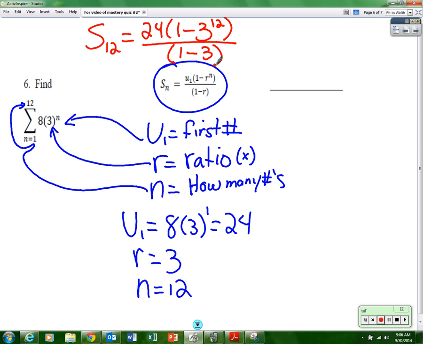Okay, carefully type that into your calculator. Type it just like you see it, and the calculator will spit out 6,377,280. The numbers, remember, in a geometric sequence grow very quickly, so that's why the sum is so large, because the numbers get much larger as you go up.